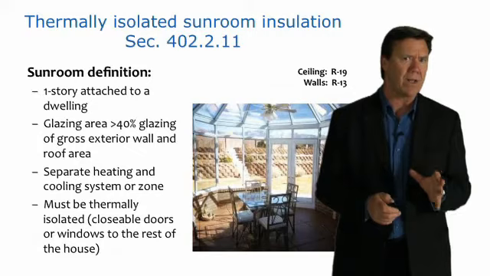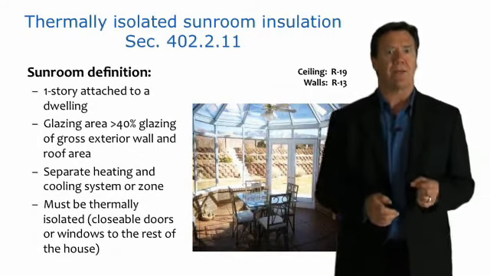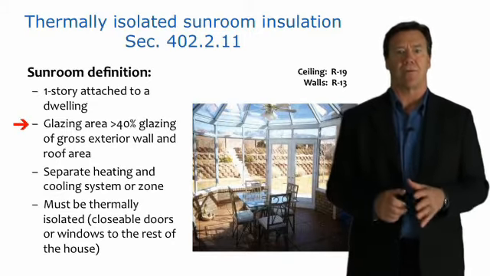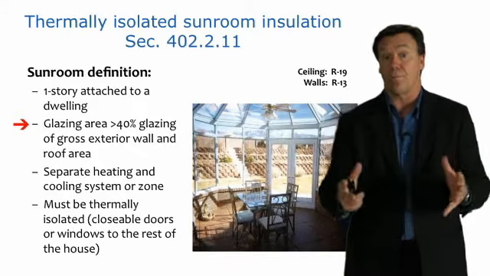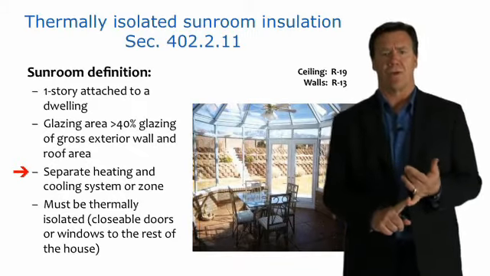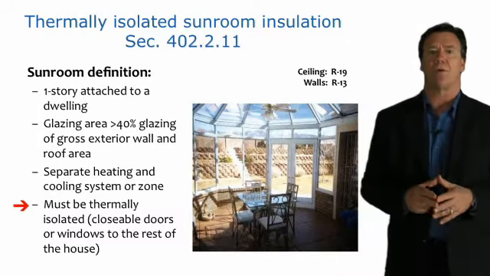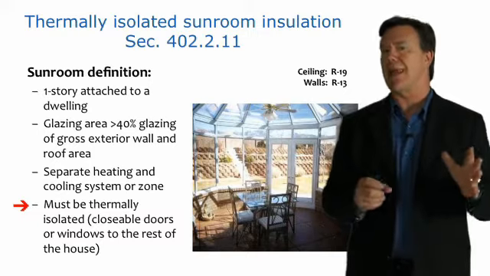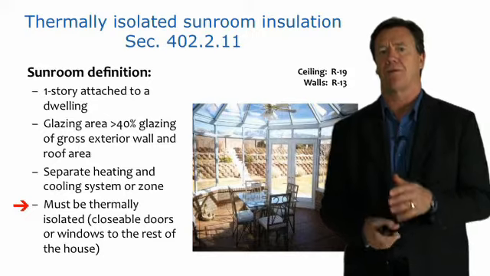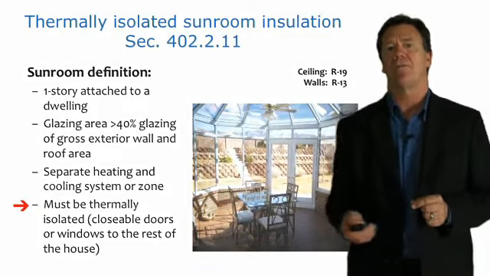Now, it's also important to recognize that we can have less stringent insulation R value and glazing requirements if the glazing area is less than 40% of the gross exterior wall and roof area. Also, we have to have a separate heating or cooling system for the zone and it must be thermally isolated with closable doors or windows from the rest of the house. So in other words, it can't have open areas into the house. It has to be isolated from the rest of the house in order to qualify for the less stringent insulation R value and glazing U factor requirements.